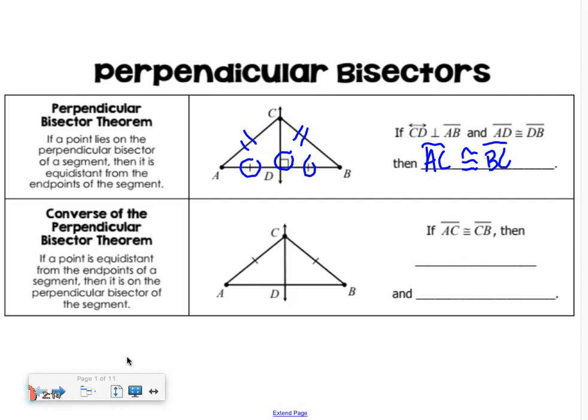Okay, and then the converse is also true. So if we know C, our point, is equal distance from the endpoints of a segment, then I know C is on the perpendicular bisector. So then I know CD is what to AB? Right angle. Perpendicular, so then CD is perpendicular to AB. And what congruence do we know? Yep, AD equals DB.